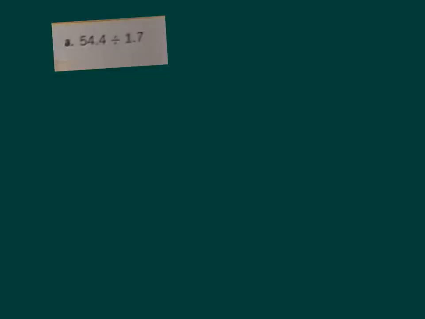This is lesson 8 in chapter 3, divide decimals by decimals. So once again, we're sticking with the decimal theme. You can follow along with me on page 240. This is letter A. Again, like we've talked about, that first number always goes inside the dividing sign. So it is our dividend. So I have my 54.4, and then I'll have my 1.7 on the outside.